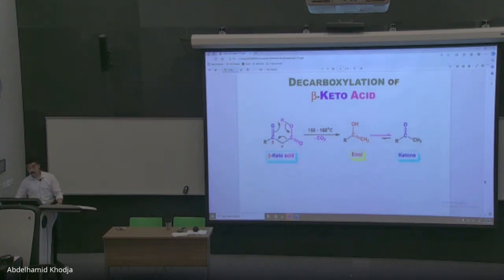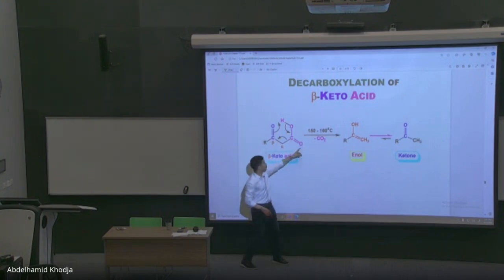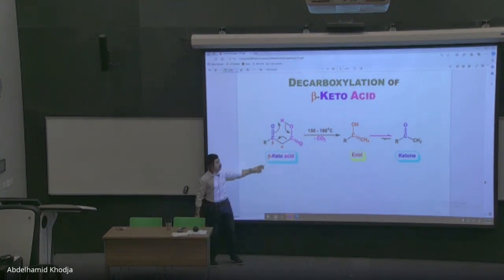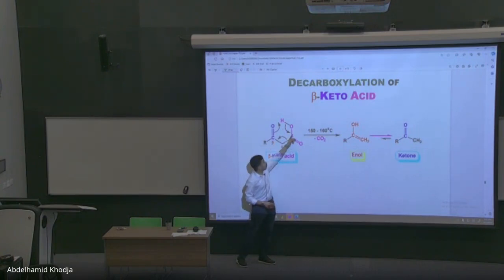But this is the decarboxylation of a beta keto acid, which is a fancy, long, convoluted chemist way of saying producing CO2 from a beta keto acid. A beta keto acid is what? You have your ketone at the beta carbon, and your carboxylic acid at the alpha carbon.